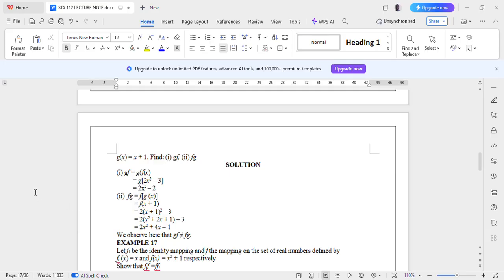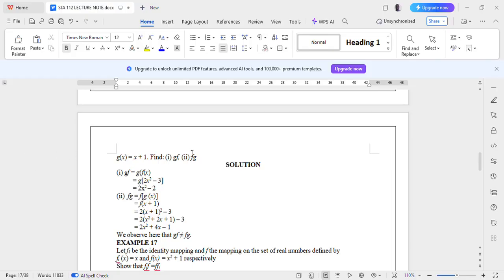Then the second one, also on composite. We have f of x is 2x squared minus 3, and g of x is x plus 1. Find gf and fg. Now let's find g of f. You keep your g and write out the function f of x, which is 2x squared minus 3. Now whatever you see x, you put this, x minus 1.